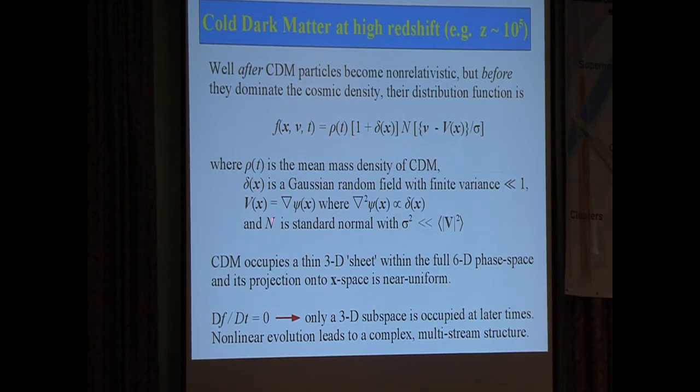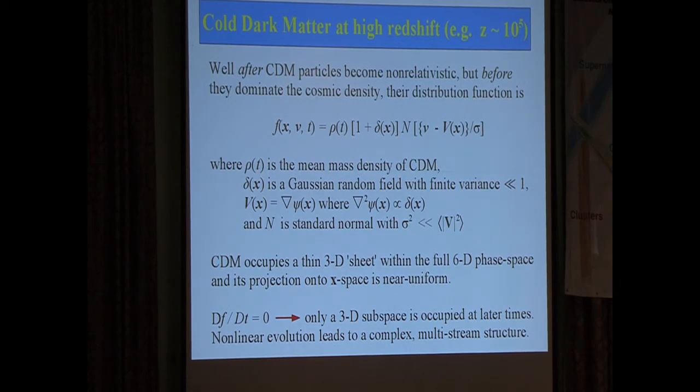So if you look at this distribution, it means in the full six-dimensional phase space at a given time, the cold dark matter only occupies a thin three-dimensional sheet in this full six-dimensional phase space, except for this small width. So in the completely cold limit, sigma will go to 0. The distribution of the cold dark matter in the six-dimensional phase space would be just three-dimensional. And that's an approximation because of the finite thermal width.